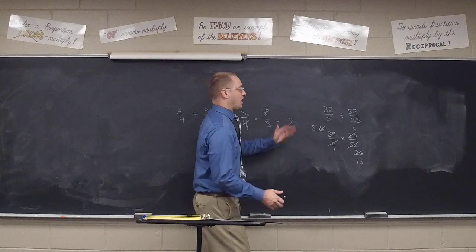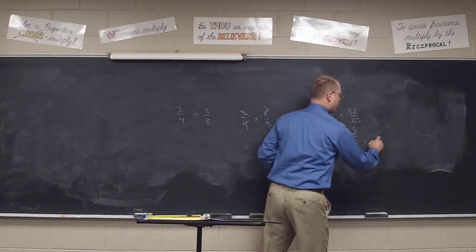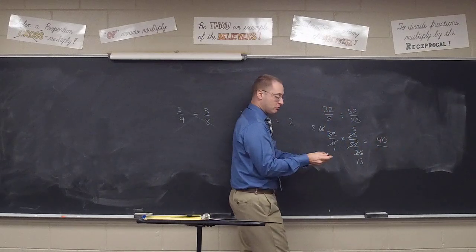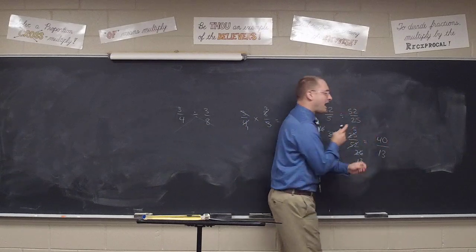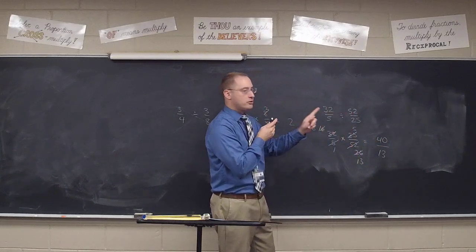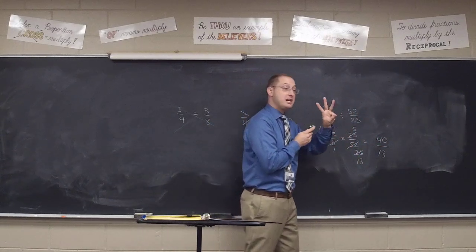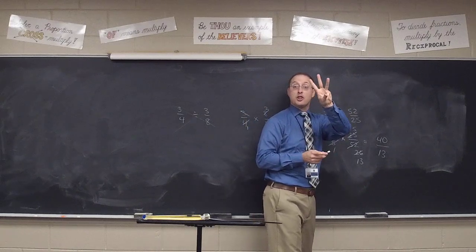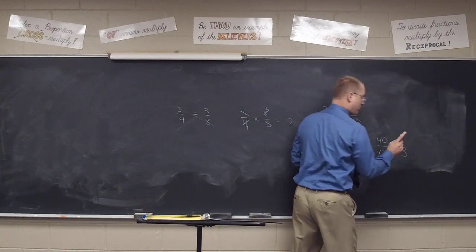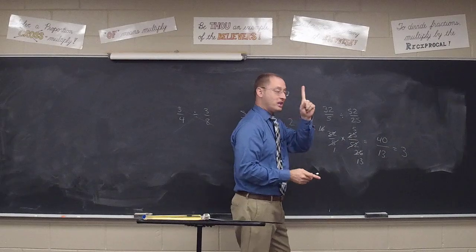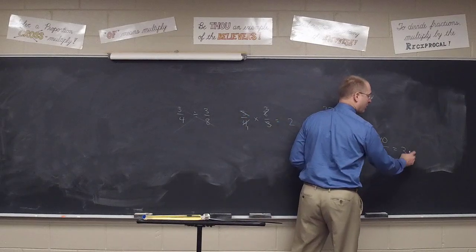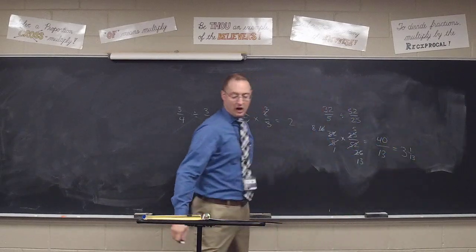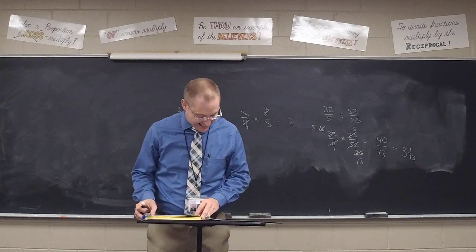All right, so now let's multiply across. 8 times 5? 40. And 1 times 13? 13. How many times would 13 go into 40? 3 times. What is that, by the way, class? 39. So it goes in 3 times, almost exactly. There's just 1 left over. So we'll say 3 and 1/13. And there's our answer. Questions on dividing fractions?